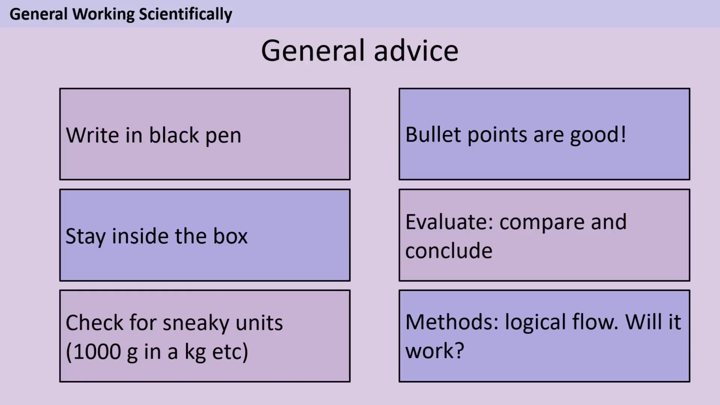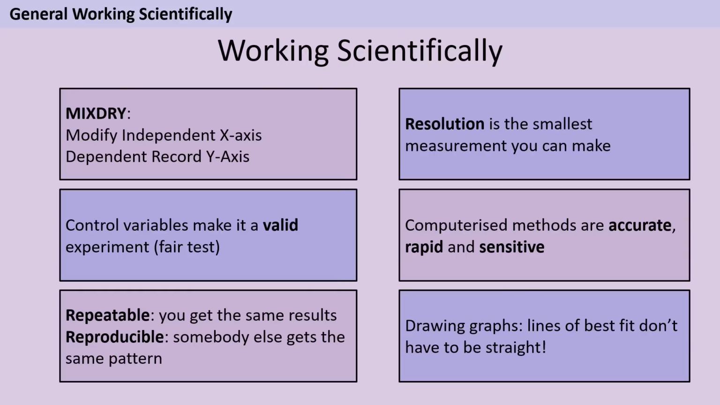If you have to write a method for one of those 4 required practicals, make sure that it has a logical flow to it and that you could actually follow it to work out the answer to the question they're asking. Also do some last-minute revision of your working scientifically skills, so things like identifying the variables for an investigation, knowing the difference between repeatable and reproducible data, and also drawing lines of best fit on graphs. Remember, even though in GCSE maths your line of best fit may need to be a straight line, if your data curves, in science we expect you to draw a curved line of best fit.